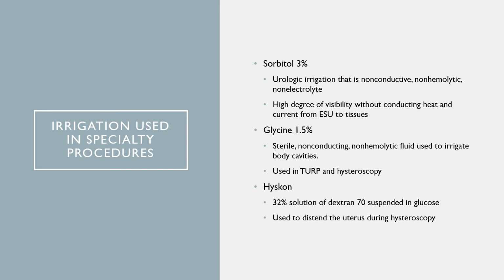We also have glycine, 1.5%. This is also a sterile, non-conducting, non-hemolytic fluid. It's used to irrigate body cavities. It's oftentimes used in a TURP or a hysteroscopy as well. And then we have Hyscon. This is a 32% solution of dextran 70 suspended in glucose. And this is used to distend the uterus during a hysteroscopy.